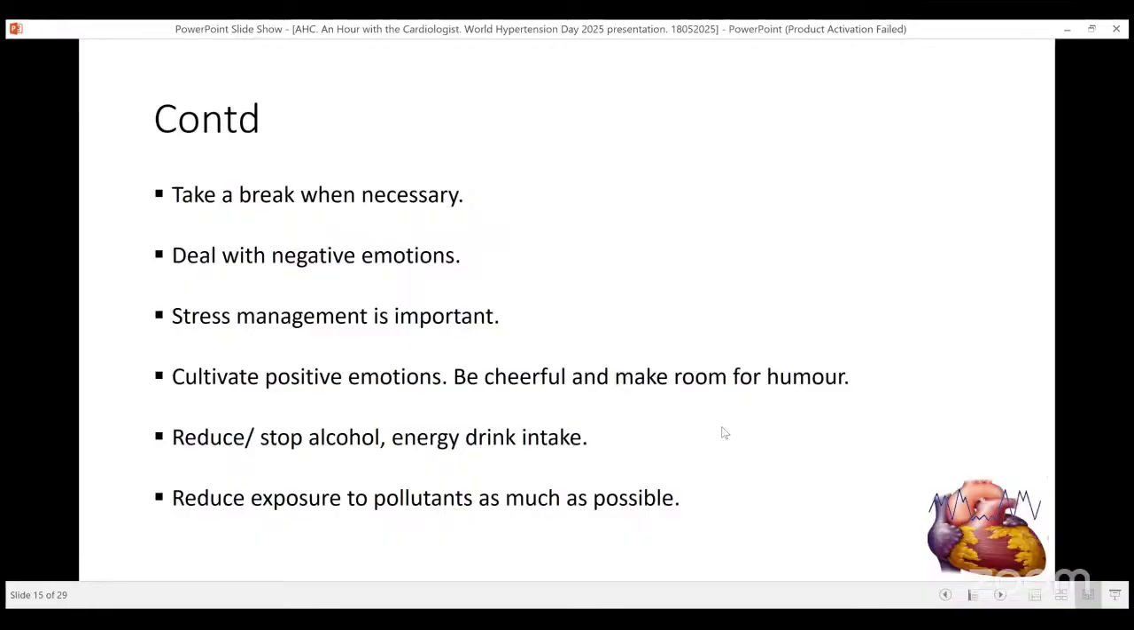Deal with negative emotions. Negative emotions will cause a lot of stressors and stress hormones to be released, and that will increase blood pressure. Stress management is extremely important as well. One of these days, before the end of the year, we're going to talk about stress management. All right, cultivate positive emotions, be cheerful, make room for humor.